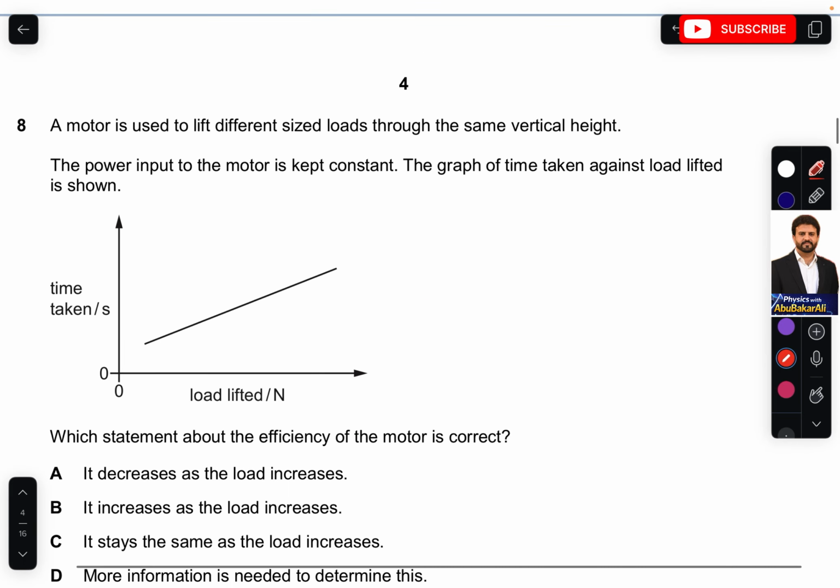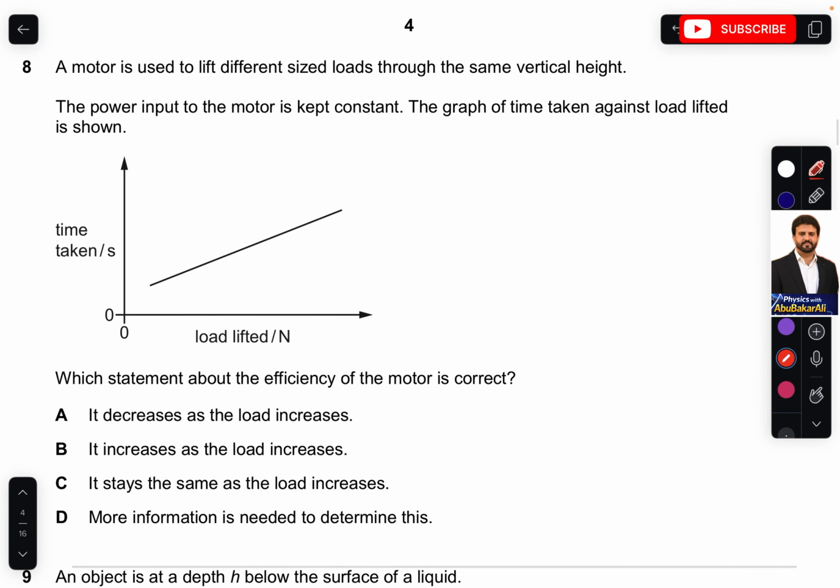In question 8, a motor is used to lift different size loads to the same vertical height. Let's highlight what important information we have. It's the same vertical height and different size loads. The power input to the motor is kept constant. The graph of time taken against the load lifted is shown. Which statement about the efficiency of the motor is correct? Options are it will decrease, it will increase, or stay the same.